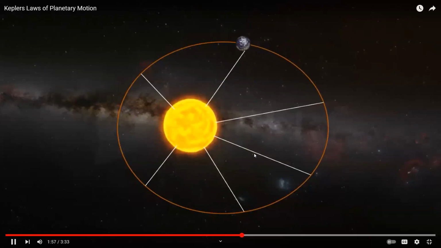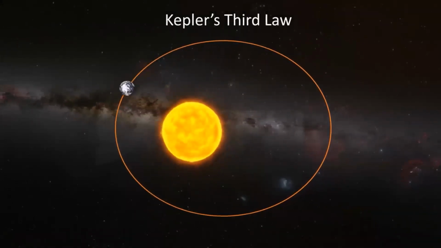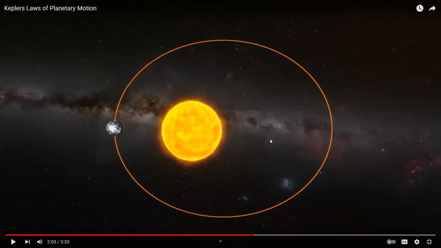Equals the area swept in May and June. Kepler's third law, the law of periods. Kepler, what is the third law? Also called the law of periods. Okay? So please write it.